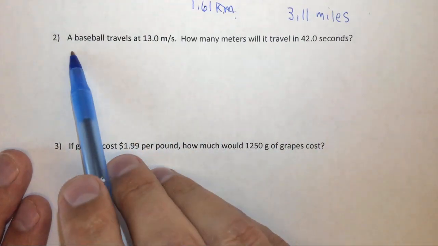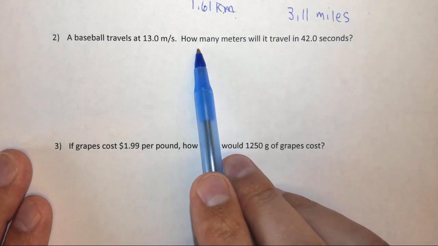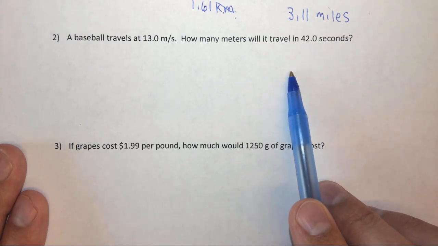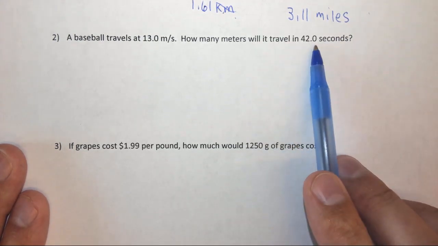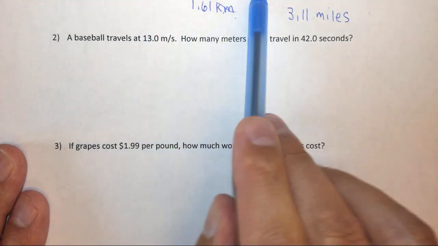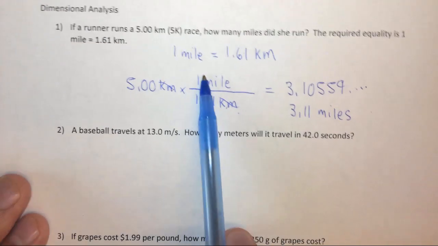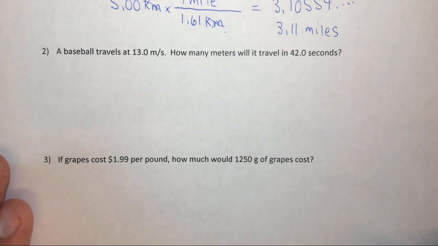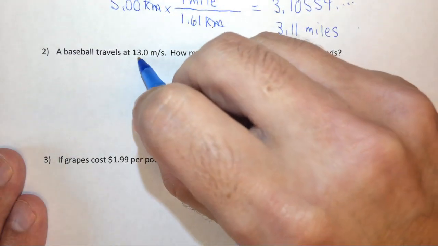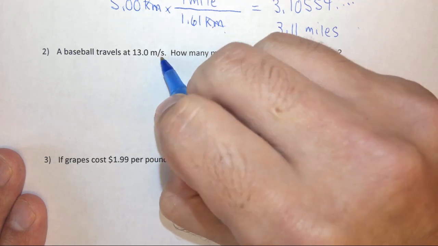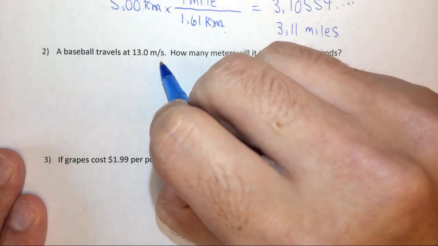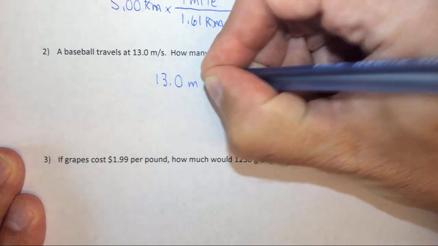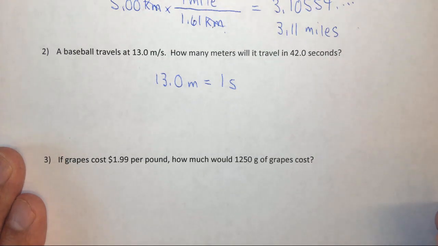All right, the next question. It says a baseball travels at 13 meters per second. How many meters will it travel in 42 seconds? 42.0 seconds. So here we need to take the number of seconds and convert it to a distance. To do that, we're going to need an equality. In the first question, we were explicitly given the equality. Here, in this question, we have to come up with it ourselves. The equality that we're going to come up with is based on this unit, 13 meters per second. That means for every second the baseball travels, it moves 13 meters. Said another way, 13.0 meters is exactly equal to 1 second.